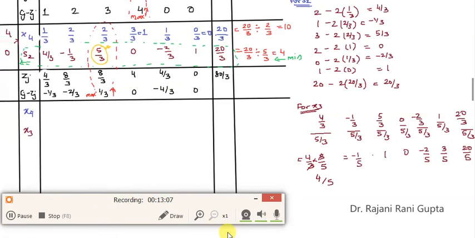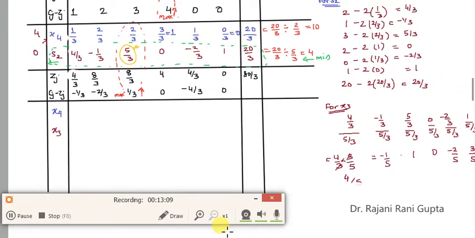So let's write down these numbers here for the x3 row. This is 4 over 5, minus 1 over 5, 1, 0, minus 2 over 5, 3 over 5 and 4.